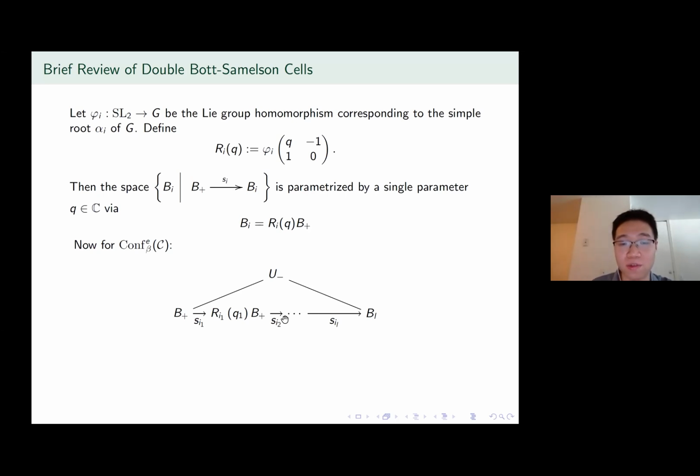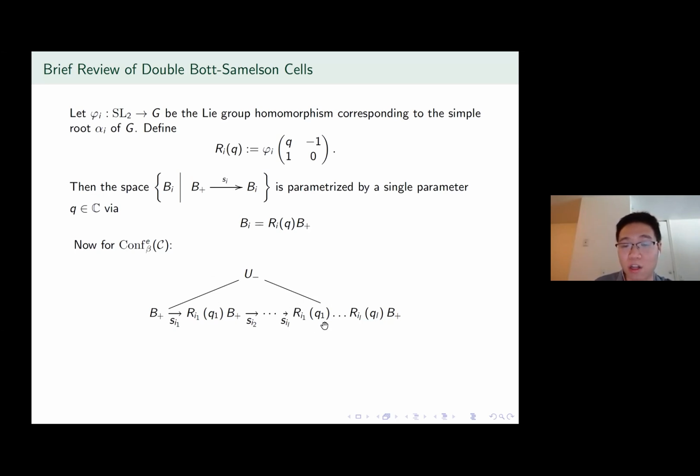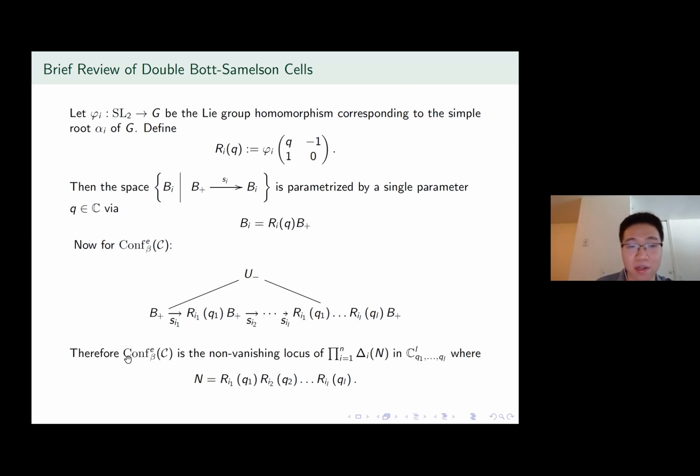And then you keep doing this, right? So you have R sub I1 Q1, R sub I2 Q2, B plus, and so on and so forth. At the end, you get R sub I1 Q1 all the way to R sub IL QL B plus. Right? So you have this. And then you remember that we also have a general position condition on the right. So that requires that all the minors of this product of matrices have to be non-vanishing. So the double Bell-Samuelson cell is the non-vanishing locus of the minors of the matrix that's the product of all the R sub I Qs.